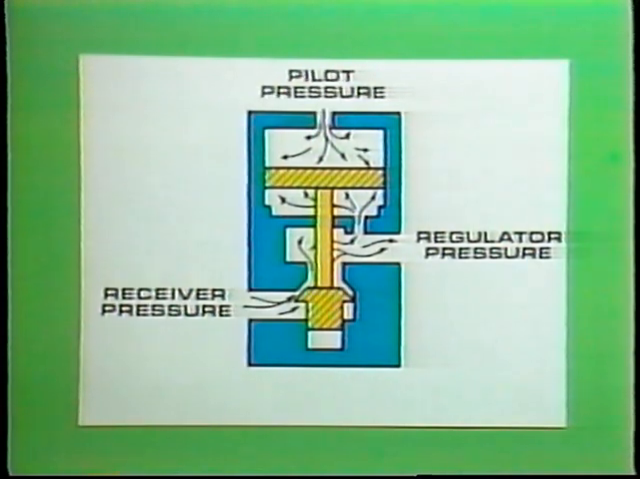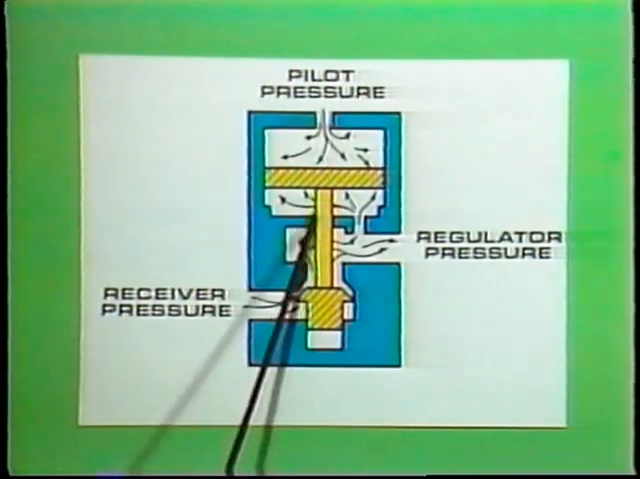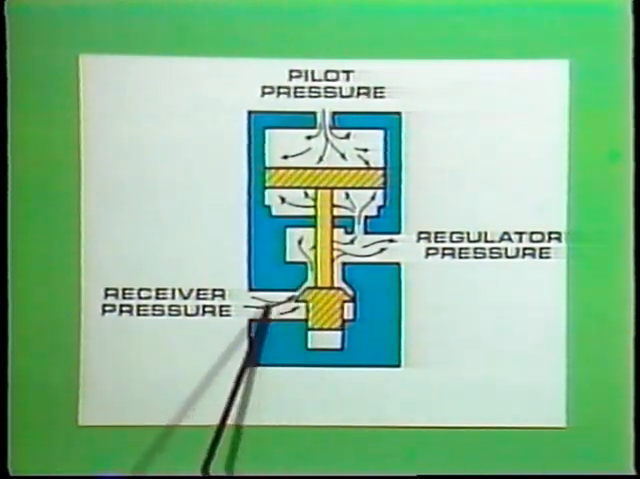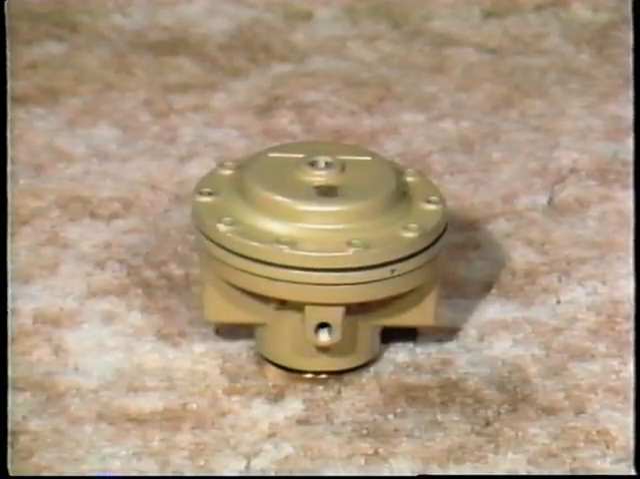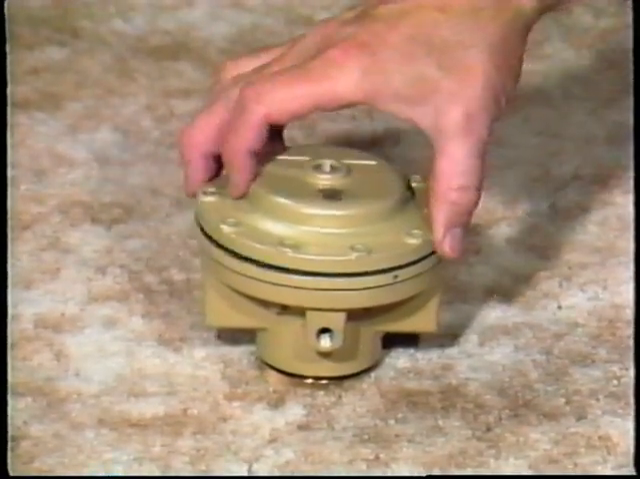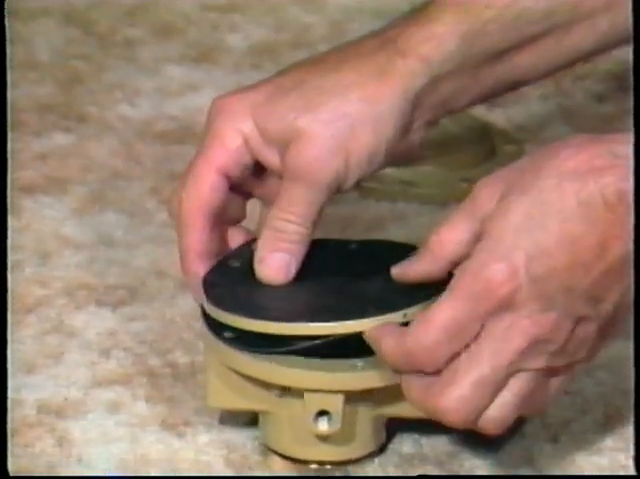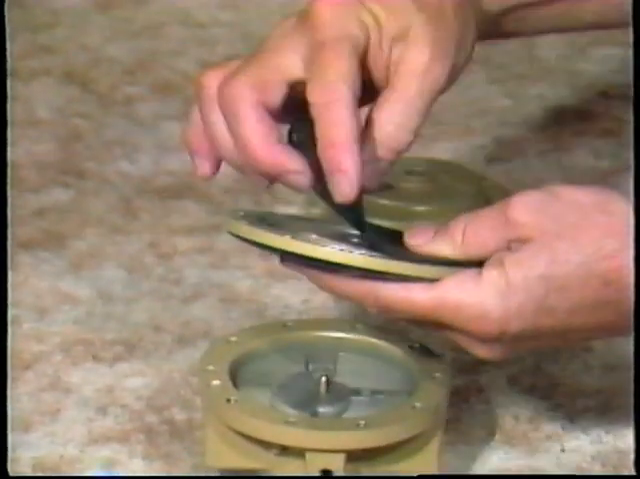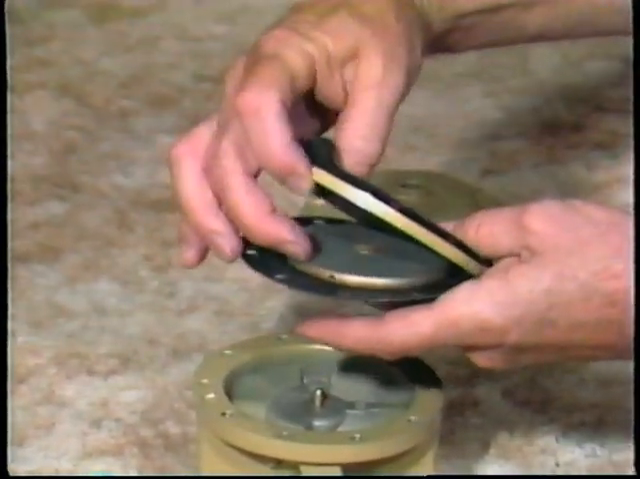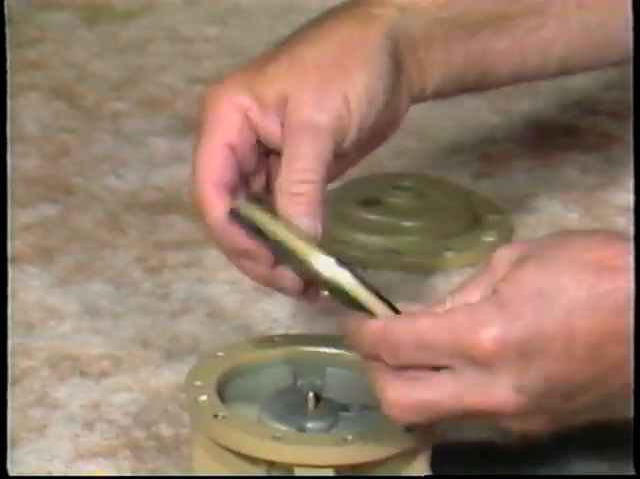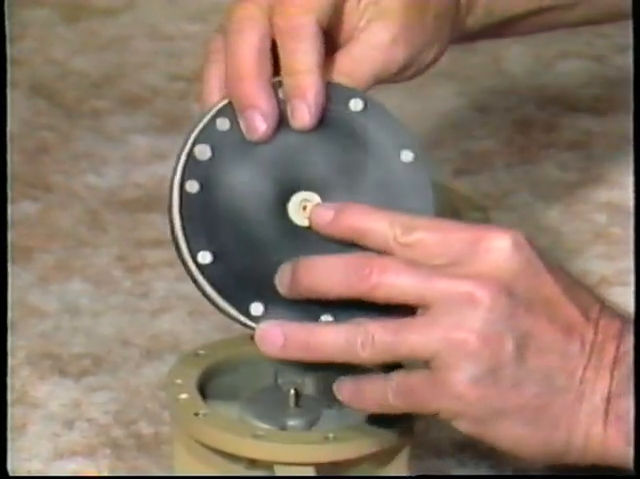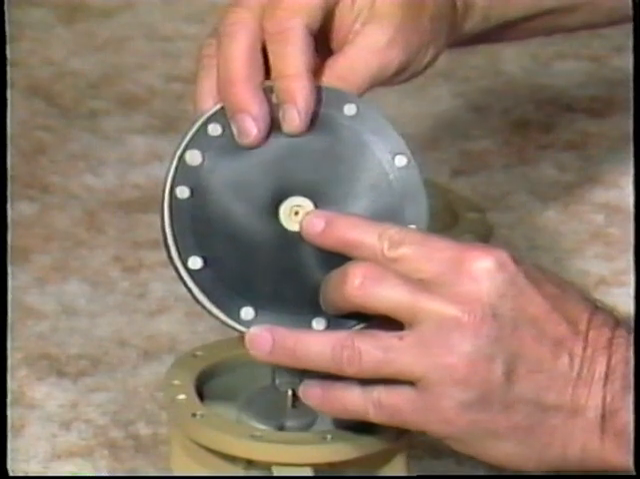When the secondary pressure drops below the desired value, the piston and poppet move downward, allowing more flow through the valve. Some regulators, like this diaphragm unit, combine the venting feature with pilot operation. You can see it uses two diaphragms. The vent hole is here in the center.